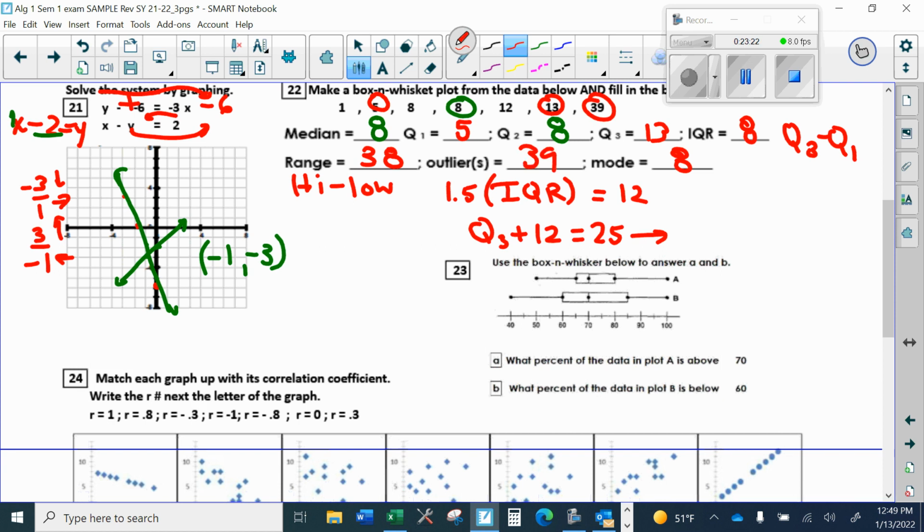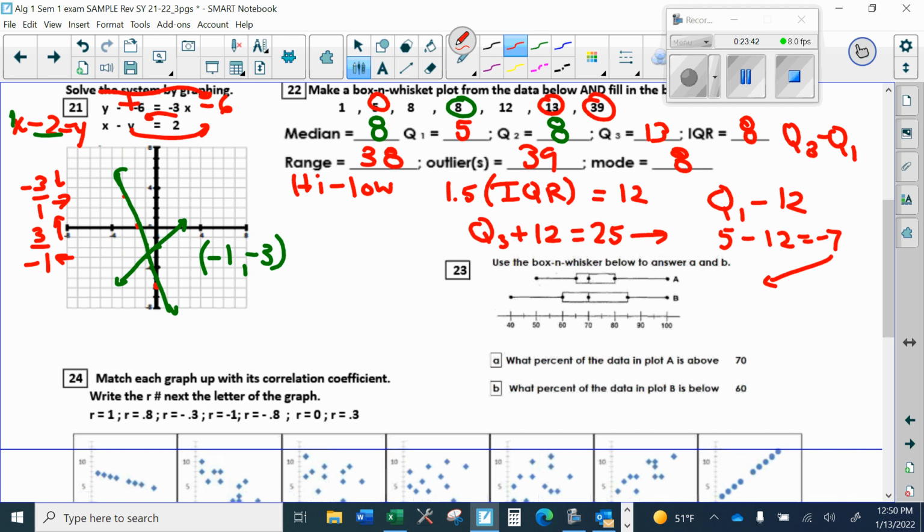The other direction is I go Q1 minus that 12. And Q1 was 5. And so 5 minus 12 is -7. Anything less than -7 would be an outlier. Well, 1 is our lowest, so it's not even there yet. Okay.